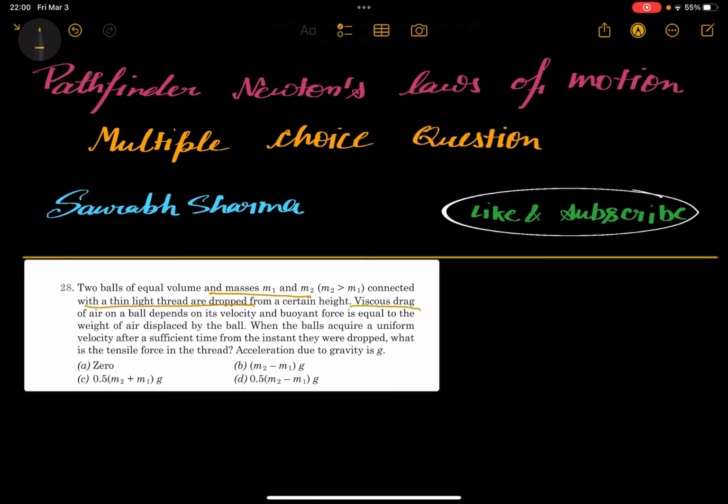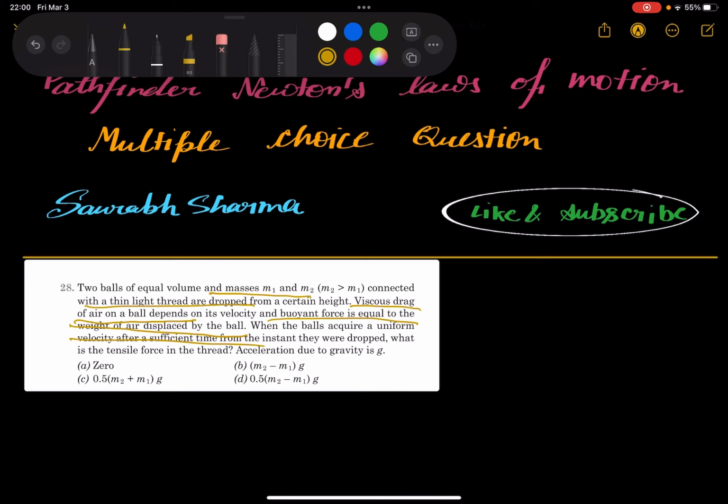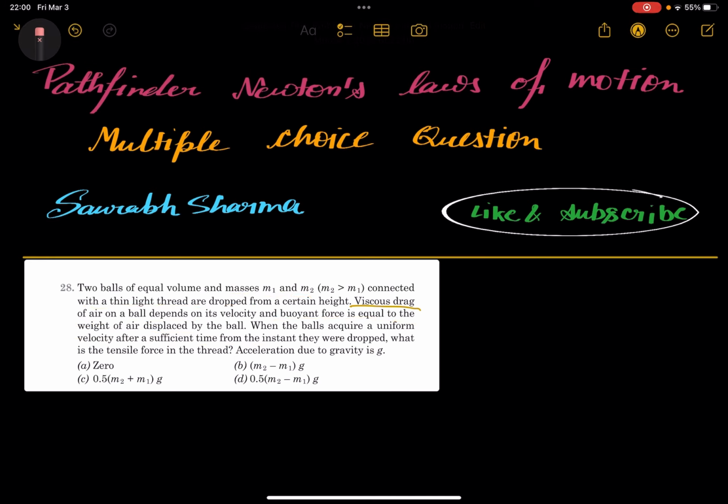Viscous drag of air on a ball depends on its velocity, and buoyant force is equal to the weight of air displaced by the ball. When the balls acquire a uniform velocity after sufficient time from the instant they were dropped, what is the tensile force in the thread? I tell you one thing, this question comes completely from the terminal velocity concept in fluid mechanics. So students who know the terminal velocity concept will very easily calculate it.